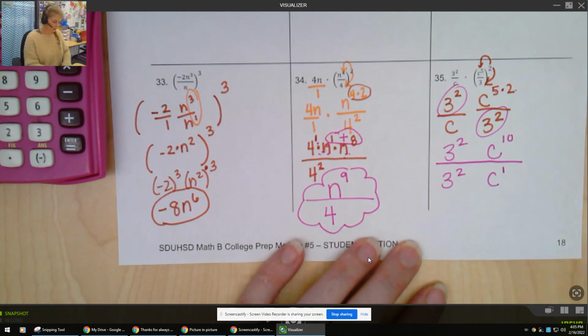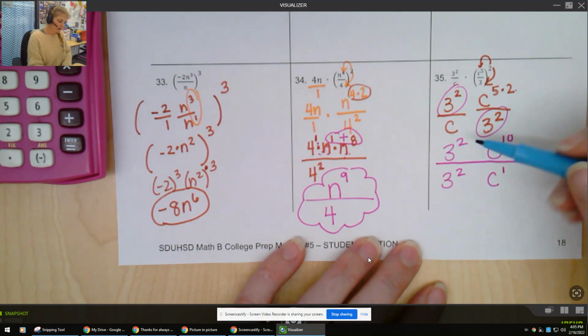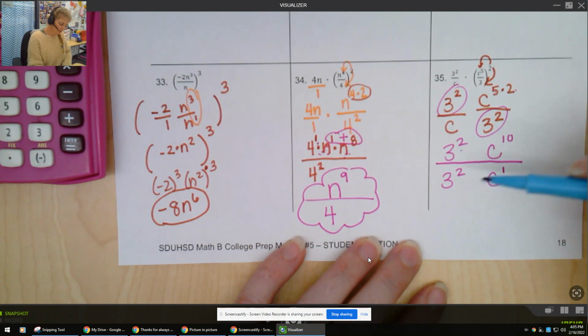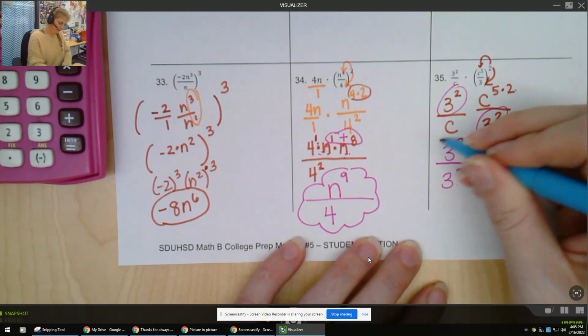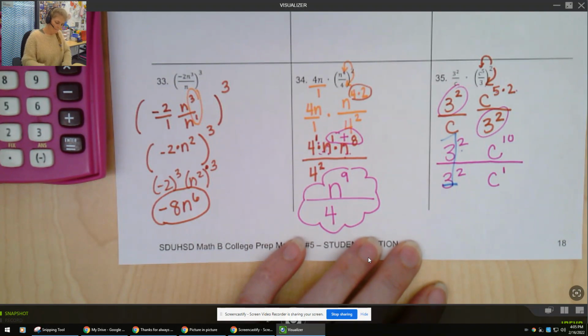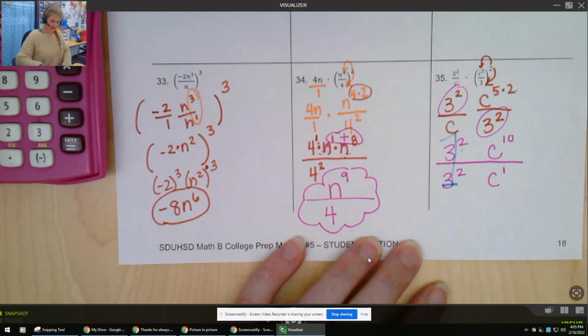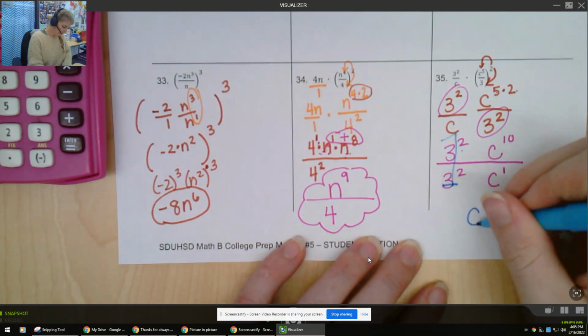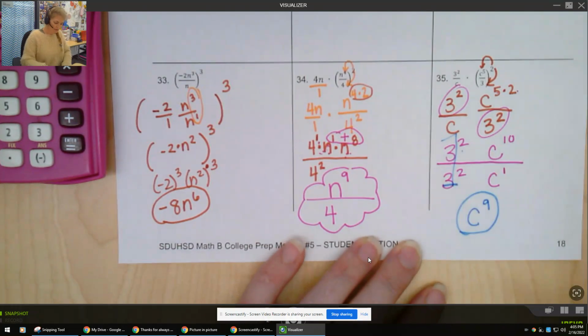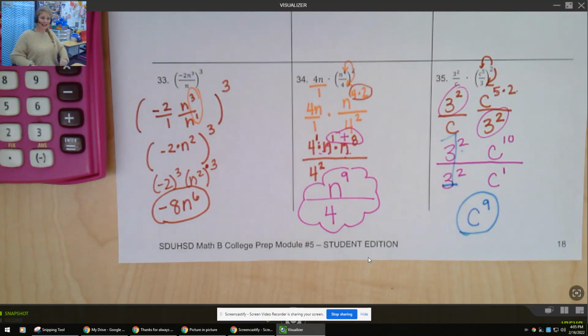Well, with quotient, you have 2 factors of 3 on the top, 2 factors on the bottom. They cancel out to make 1. Here I have 10 factors of c on the top, 1 factor of c on the bottom. 1 factor will cancel out, and I'll be left with 9 factors of c on the top. So my final answer is c to the 9th power.